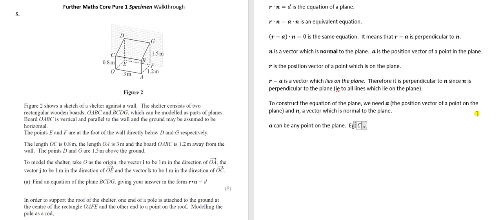I'm going to use the point C. The position vector of C, which we might call OC. I'm choosing that one because if we go from O, we don't have to move any distance in the I direction, we don't go any distance in the J direction, we only move 0.8 in the K direction. So it's going to be a nice simple vector to work with, 0, 0, 0.8. So that can be our position vector A.